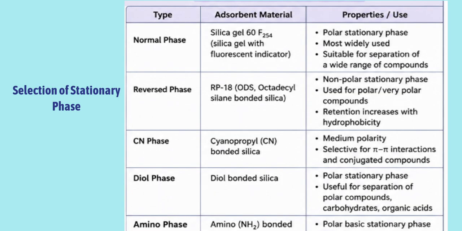After preparing the samples and standard, the next step is the selection of stationary phase. The choice of stationary phase is primarily based on the polarity and chemical nature of the compounds to be separated. Silica gel 60 fluorescent 254 is the most widely used stationary phase in HPTLC. When conventional silica does not provide adequate separations, specialized phases like RP18, cellulose, diol, or amino phases may be selected.